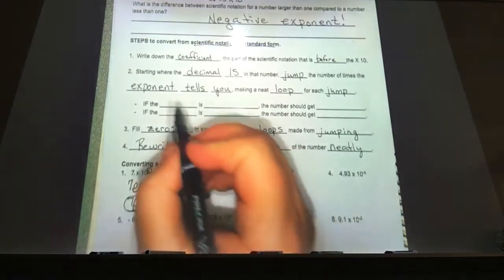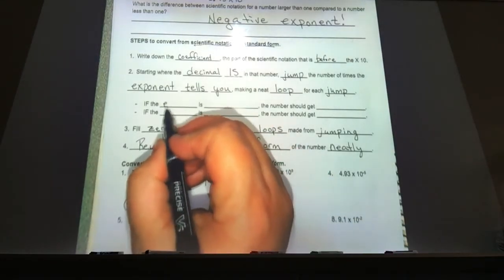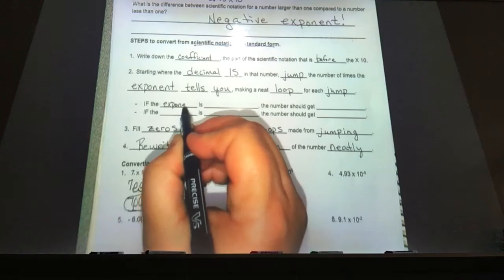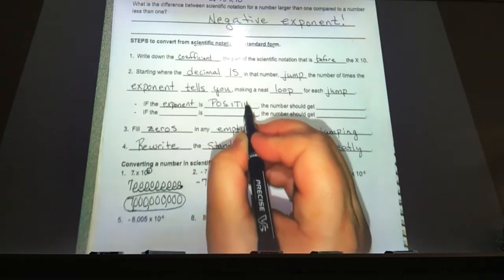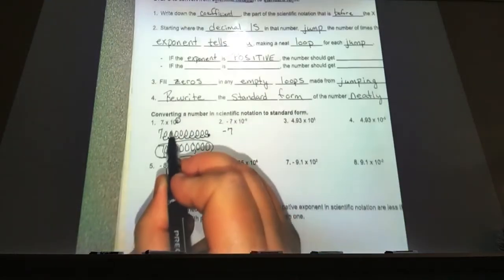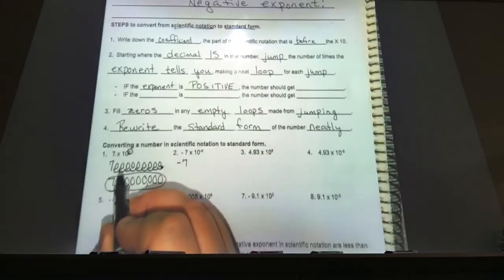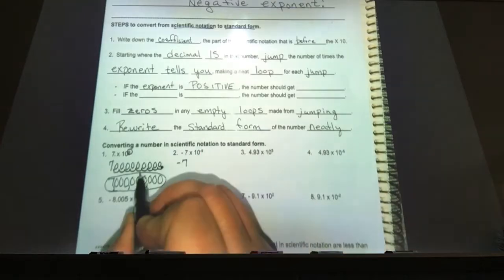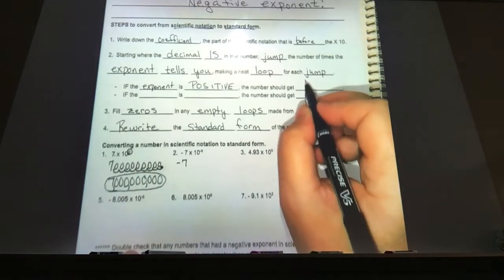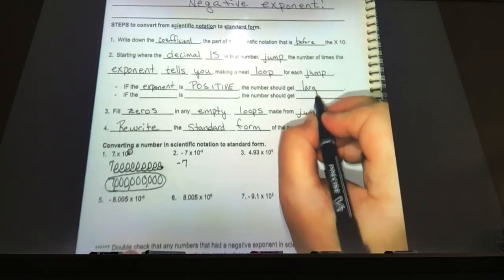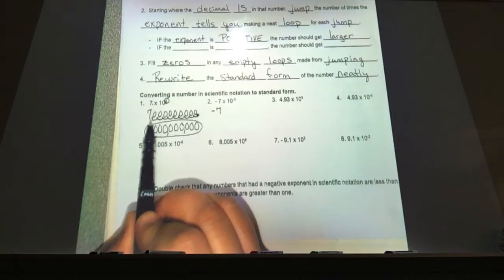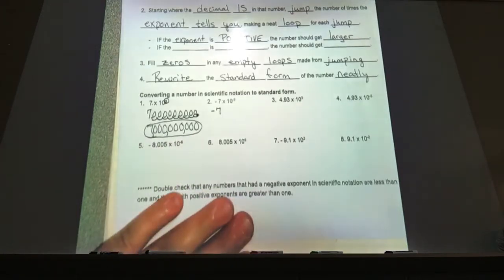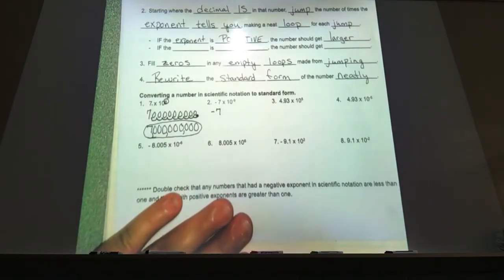So that's where this part comes in. It says, if the exponent is positive, which it was in this first one, then the number should get larger or bigger, either one. Did this number get larger? It was 7, it's now 7 billion. Is 7 billion larger? Yes, it got larger.